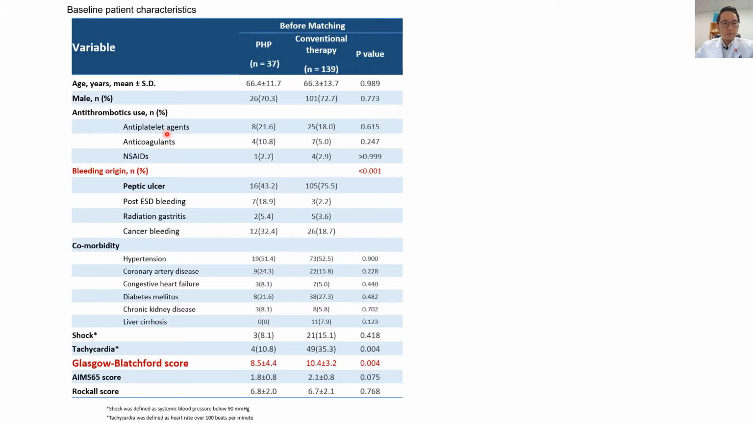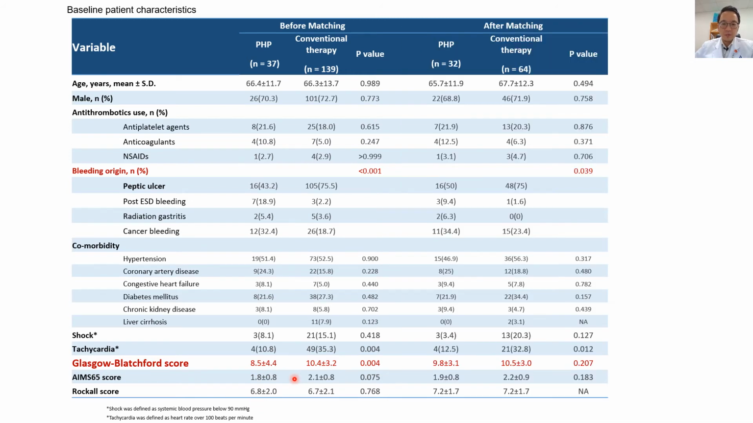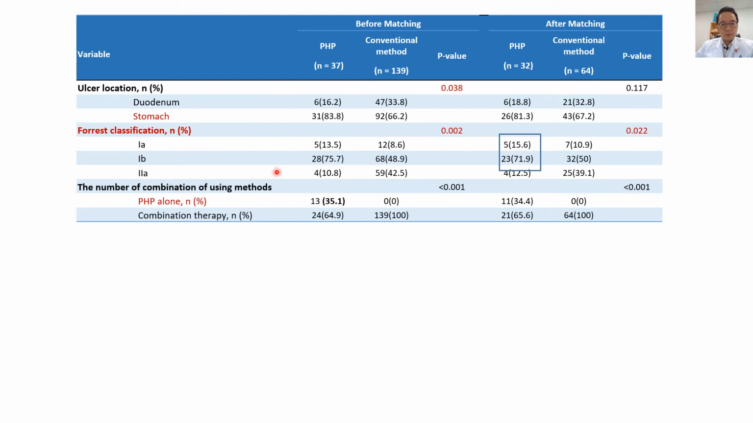This is the baseline patient characteristics. The bleeding origin was mostly peptic ulcer bleeding, and the GB score showed a significant difference between the two groups, but after matching there was no difference between the two groups. According to the Forest classification, both before and after matching, there is a significant difference. Usually Forest 1A and 1B, the groups with a higher rate of rebleeding, are more dominant in the powder group.